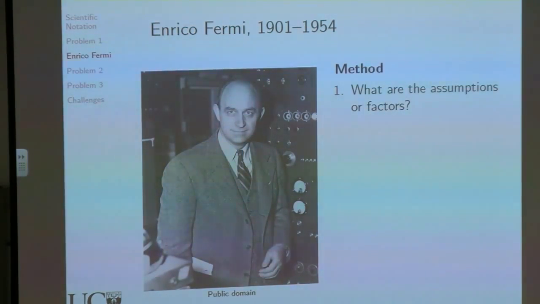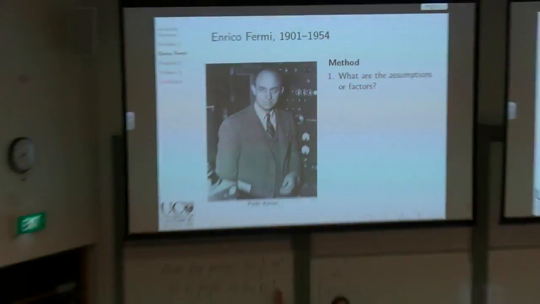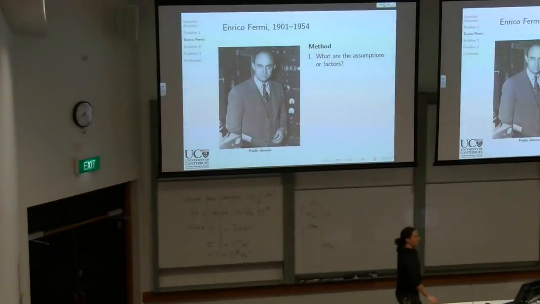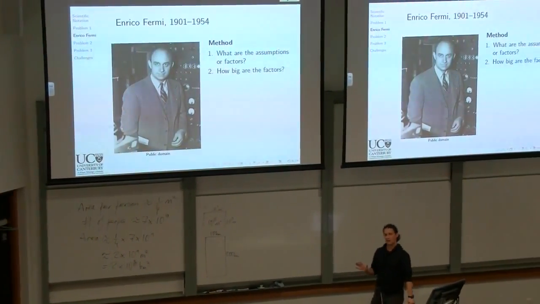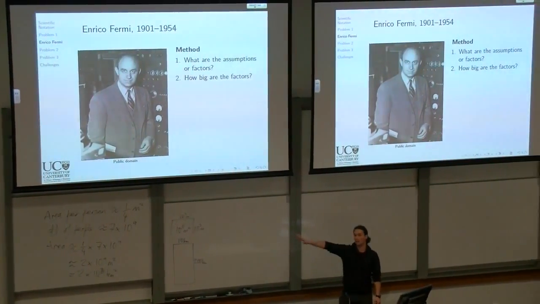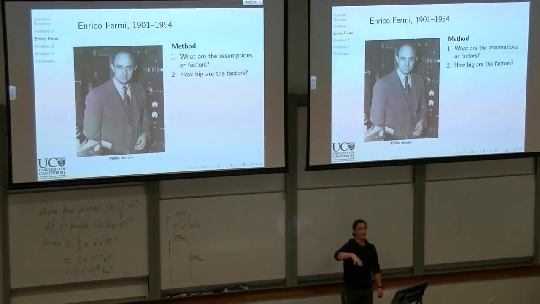So his method is the following. When you want to estimate something, you've got to first of all work out what are your assumptions. Those are the factors and the things that you multiply together. So here are our two assumptions. Here are our two factors that we multiply together. Once we've got those, we need to estimate them. Sometimes we know how big they are. Others we have to estimate. Here we had to estimate the square that I needed to stand on.